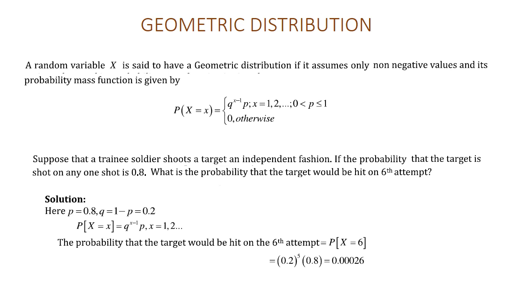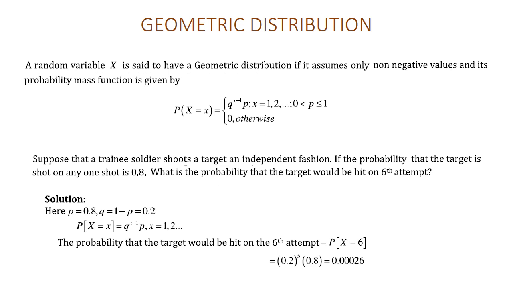You have to note that in both binomial and Poisson distribution, x varies from 0 and it goes to n or it goes to infinity. Whereas in the case of geometric distribution, x starts from 1 and does not start from 0. Right? Now let us go to a sum.